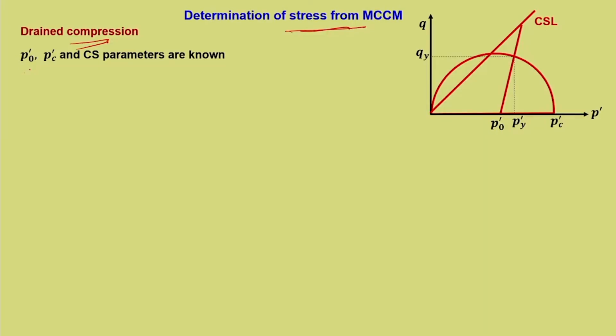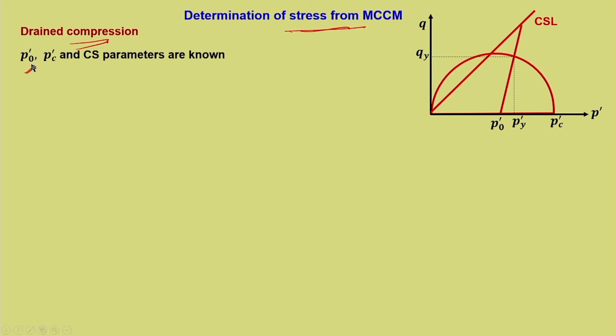Now, how do we do that? We know if it is an undrained test, there is a total stress path. So, we know that it is at 3. Draw that, get the difference between total stress and the effective stress. So, determining pore water pressure is also a straightforward task. So, for drained compression, let us see.